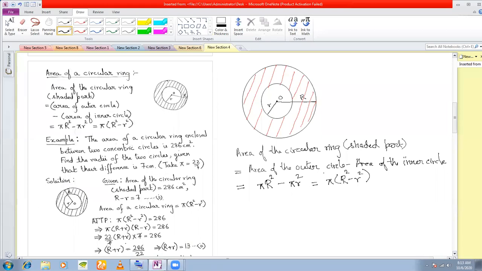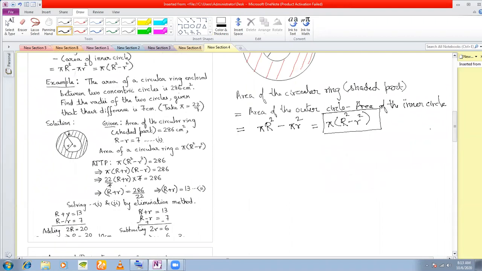Okay. Now you will remember this formula, that area of the circular ring is pi times capital R square minus small r square, instead of deriving the formula each time, because we are going to require this formula later on also. Okay. The next problem deals with the circular ring. So let's see what this problem says.